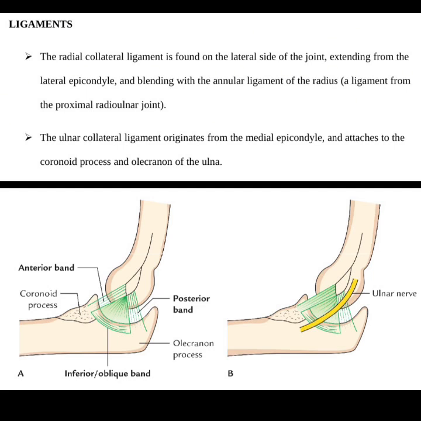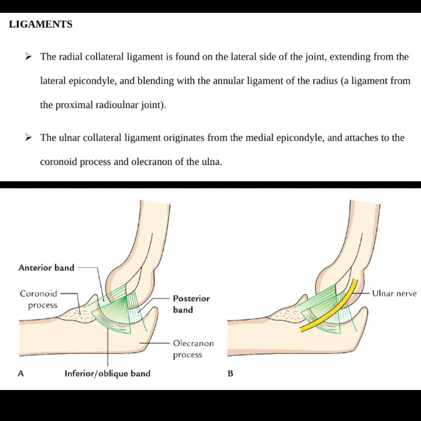One thing you need to understand is that both of them come from the medial and lateral epicondyles. But the radial collateral goes to the annular ligament, while the ulnar collateral forms 3 bands that attach to the coronoid and the olecranon process. So we have understood that part now.